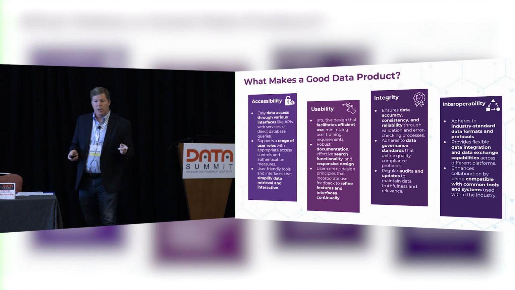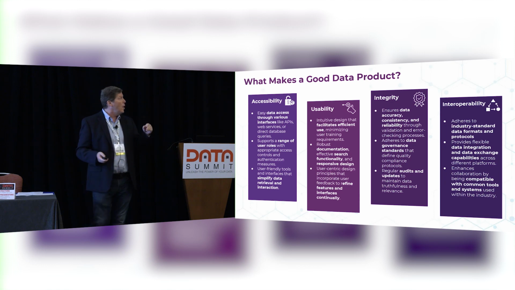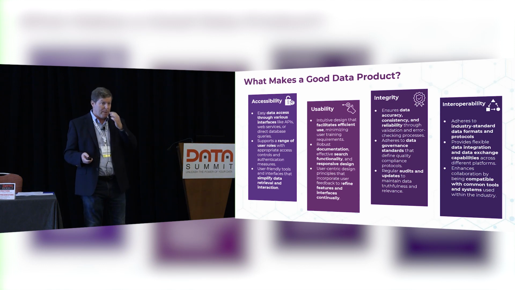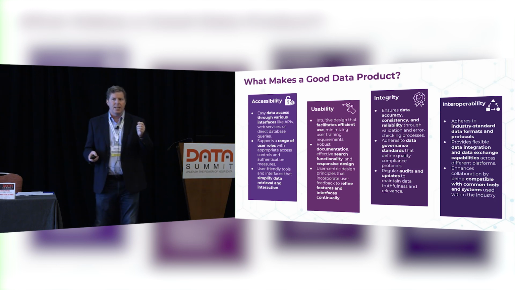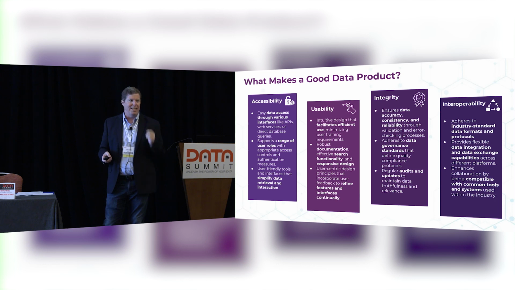So what makes a good data product? We've called out 4 pieces of information for this. I think the 4th level is the one that's most often forgotten about. But let's talk about this. Accessibility. And when I talk about accessibility, it's not I can find the data tables.